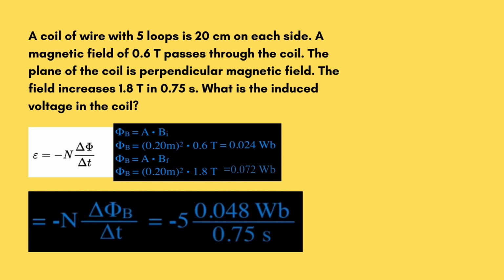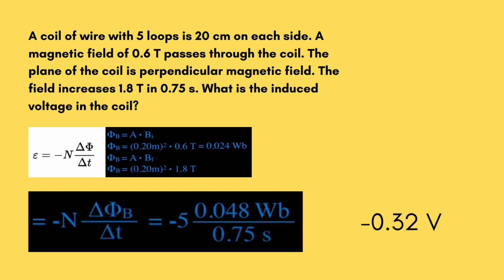After getting that, you have to divide it by the given time, which is 0.75 seconds, and you have to remember that the time we use in this formula will always be in seconds. You just have to calculate that and you will get negative 0.32 volts. That is the electromagnetic induction, or the induced voltage on the coil in this given problem. That is how easy it is.